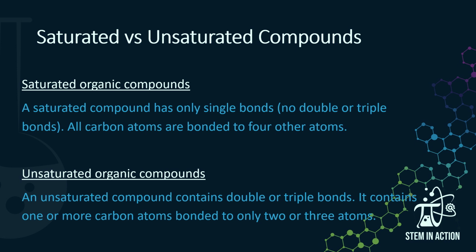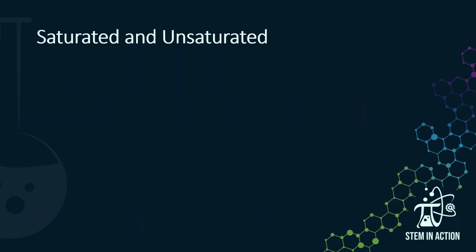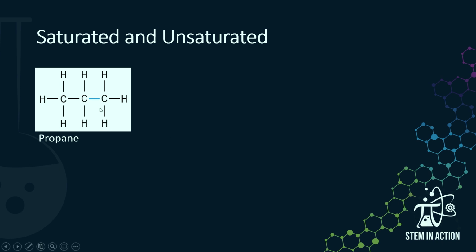So an unsaturated compound contains double or triple bonds. It contains one or more carbon atoms bonded to only 2 or 3 atoms. And in that case, we have got at least one carbon that has less than 4 atoms around itself. And we can regard it as not full because you can add another atom to one of the bonds. And some of the examples that we get: this is a propane, and we only have got single bonds. So all the carbons that we have are surrounded by 4 atoms, and all their bonds are single bonds.